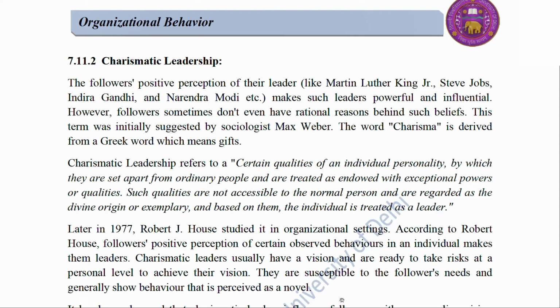7.11.2 Charismatic leadership. The followers' positive perception of their leader, like Martin Luther King Jr., Steve Jobs, Indira Gandhi, and Narendra Modi, etc., makes such leaders powerful and influential. However, followers sometimes don't even have rational reasons behind such beliefs. This term was initially suggested by sociologist Max Weber. The word charisma is derived from a Greek word which means gifts.